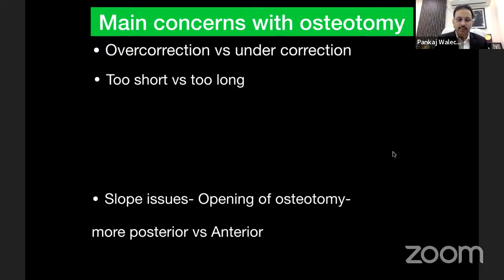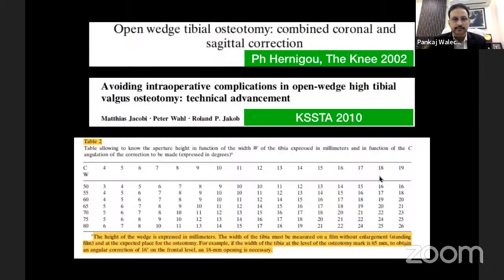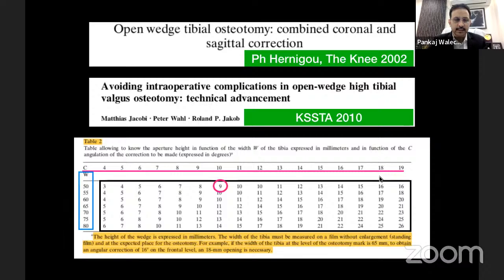Why do we say that open more posteriorly than anteriorly for getting a good correction? We are aware of this Hernigou-Goutallier table wherein we can plan how much opening we should do on the medial side, which is based on the width of the proximal tibia. As in this case, we can see that for a width of 50 millimeters, for achieving a 10 degree of correction, we have to open 9 millimeters. While for a 65 mm proximal tibia width, it is 11 mm for the 10 degree correction.